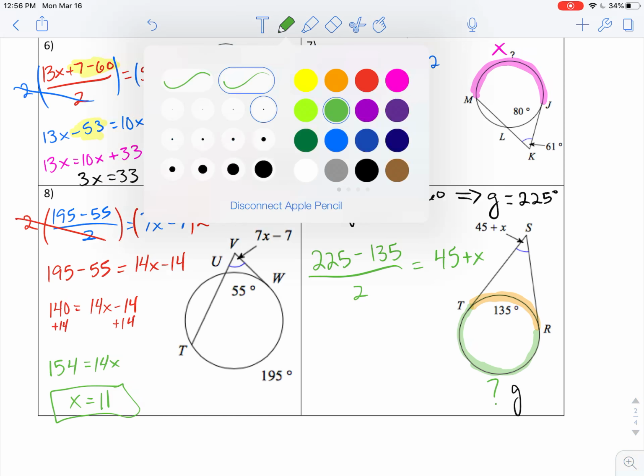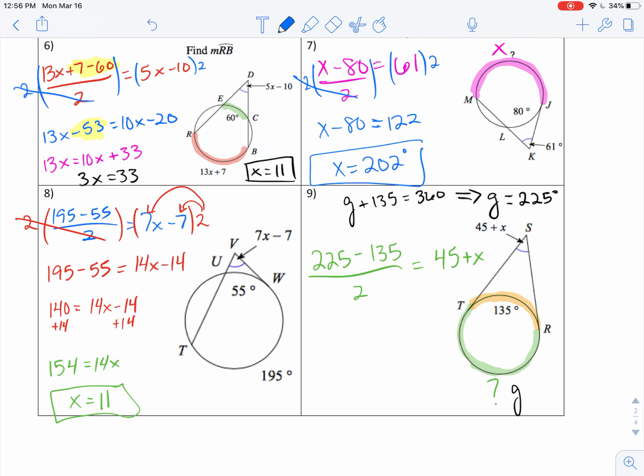plus x. And just like we've seen every time before, how do I get rid of dividing by 2? I can multiply by 2 on both sides. Don't forget to distribute. 225 minus 135 equals 90 plus 2x. And it turns out this is 90. 90 equals 90 plus 2x.